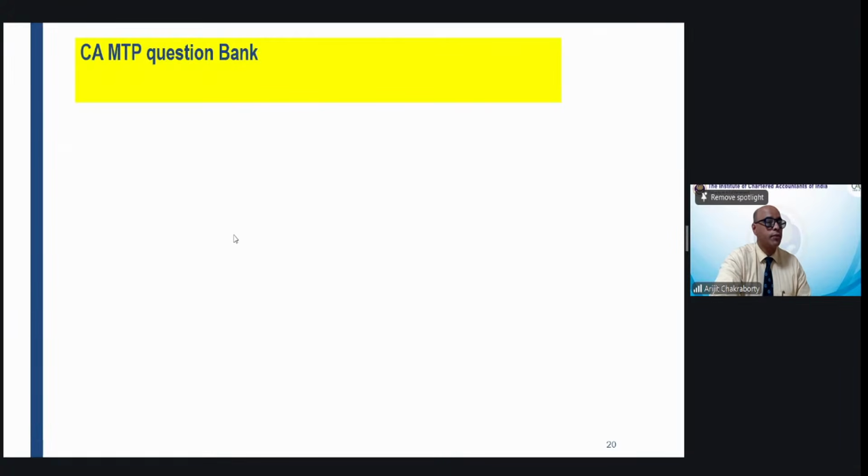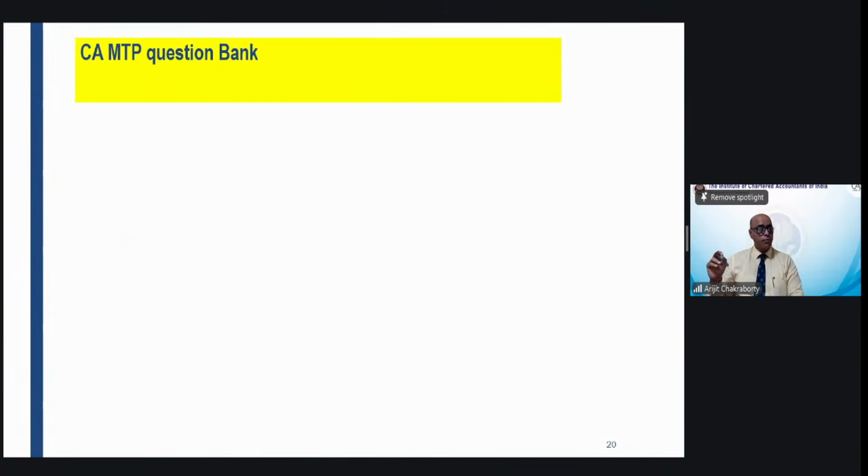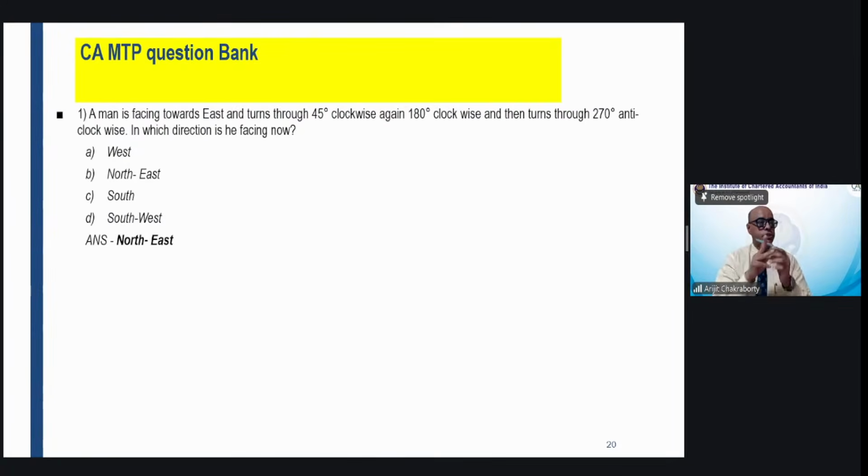Now let us see the MTP questions. These are from the mock test paper. Let's see the first one. A man is facing towards east. You are turning 45 degrees clockwise. Please see the different pattern of question in the mock test. In the MTP question, you are facing the east and then turning through 45 degrees clockwise.